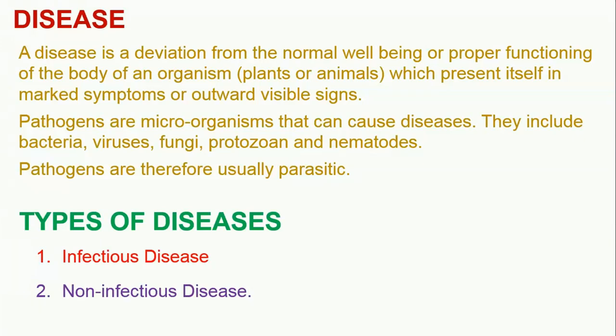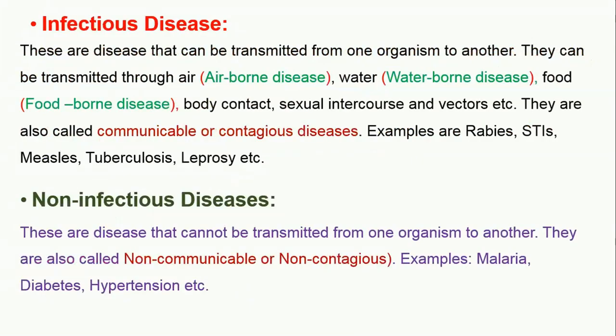So let's look at types of diseases. Number 1, we have infectious disease. Number 2, we have non-infectious disease. Okay, so let's talk about them one after the other. The first one is infectious disease. Now these are diseases that can be transmitted or spread from one organism to another.